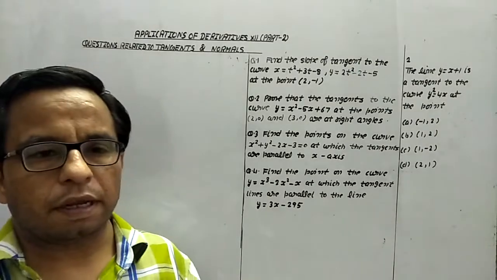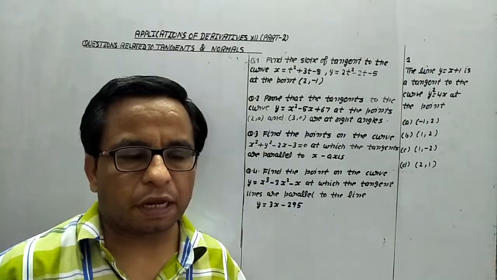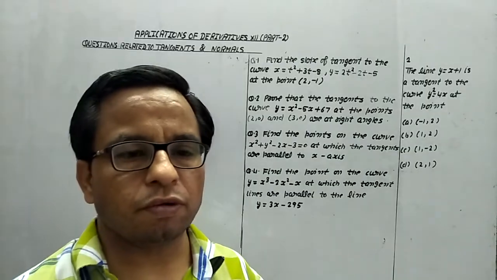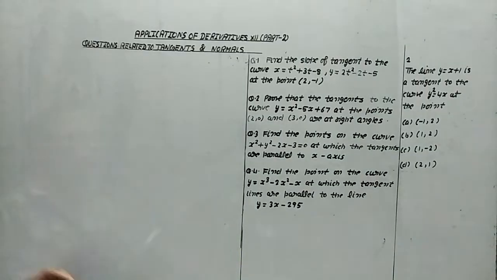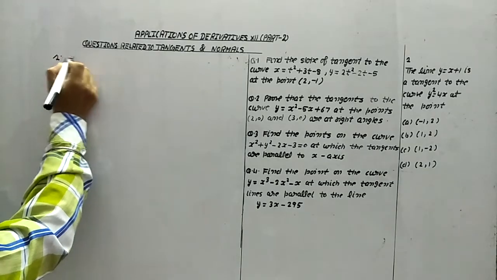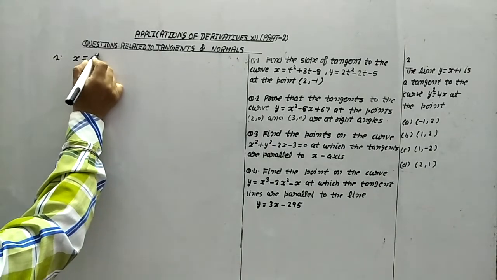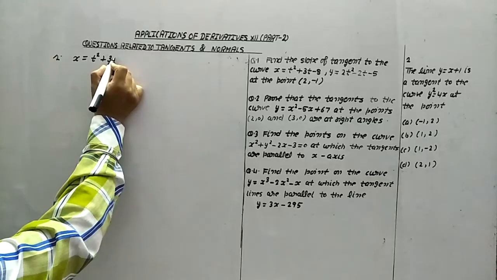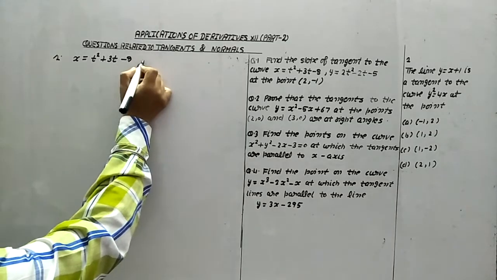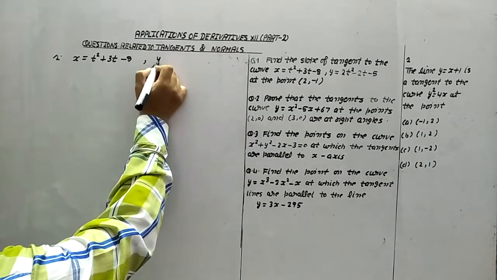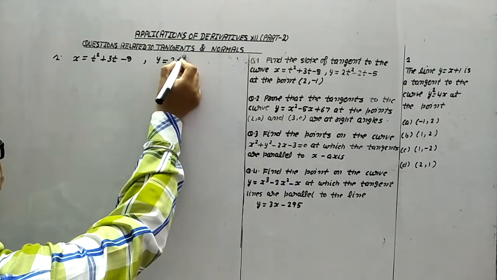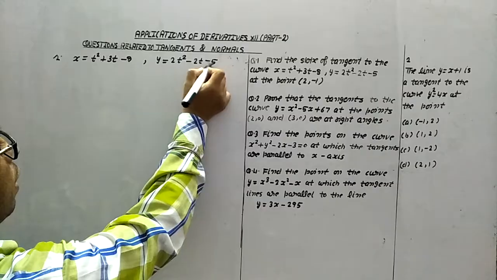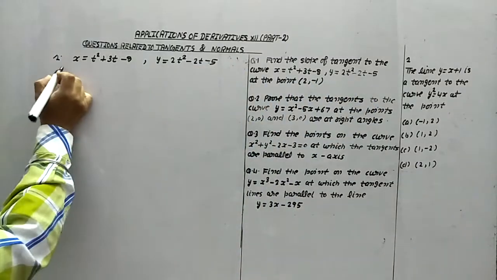Hello everyone. In this part 2 of applications of derivatives, I'll explain a few questions related to tangents and normals. So let's start with question number 1. In this question, we have to find the slope of the tangent to the curve x = t² + 3t − 8 and y = 2t² − 2t − 5 at the point (2, −1).